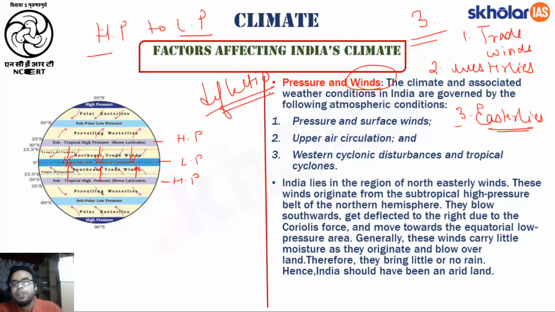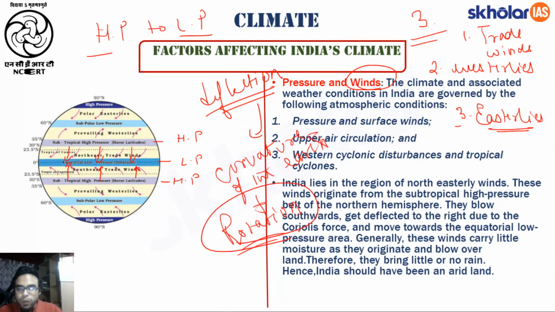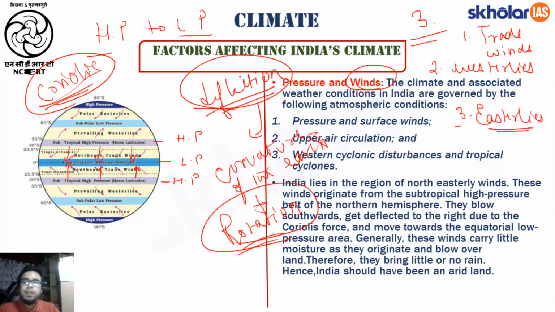And this deflection is because of the curvature of the earth as well as the rotation of the earth. Because of the rotation of the earth, the Coriolis effect comes into the picture. The Coriolis effect states that because of the rotation of the earth, these winds will not flow perpendicularly, but will have a deflection, right? Deflection is because of what? Deflection is because of your rotation.